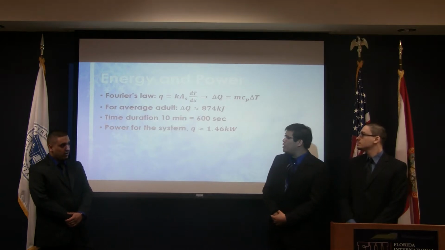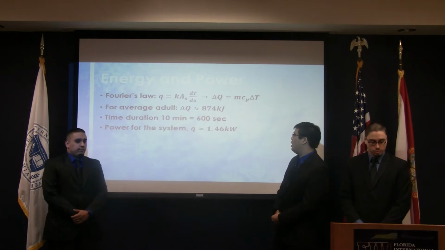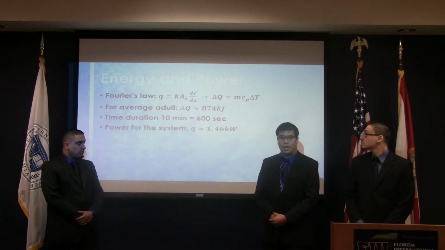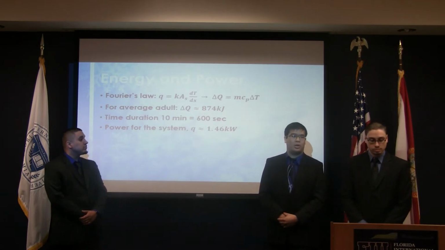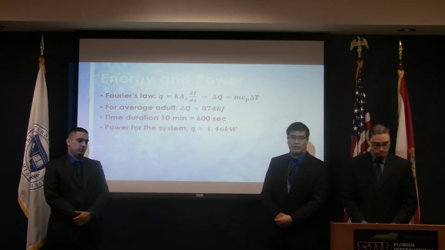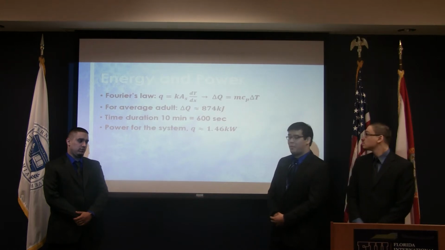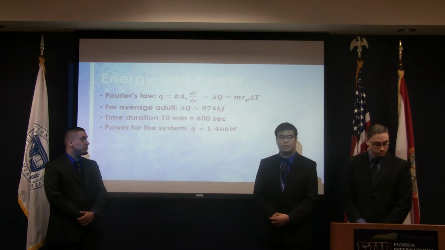For calculating the energy and energy rate we need to represent the workout, we're using Fourier's law of conduction and deriving that into a thermodynamics equation of changing internal energy. Based off data of the average human body, the average energy we need to extract from the body from hyperthermia states is about 874 kilojoules.